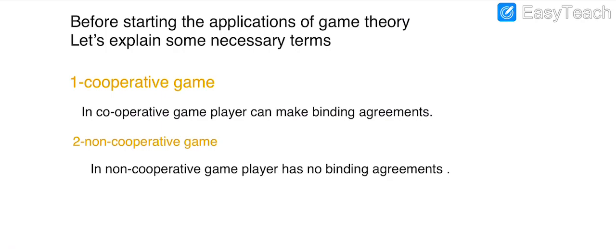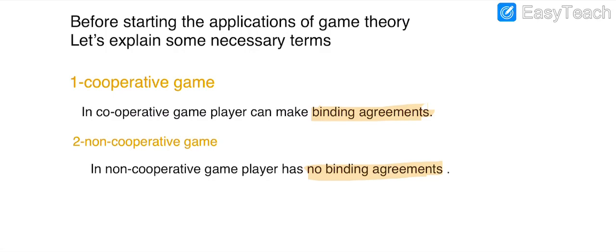First, you know the term cooperative game. What is the cooperative game? Actually, a cooperative game is such type of game in which players have the option of making binding agreements. While what is the non-cooperative game? That is the opposite of cooperative game, in which players have no binding agreements.